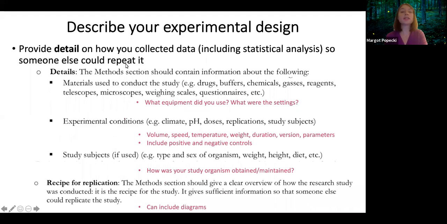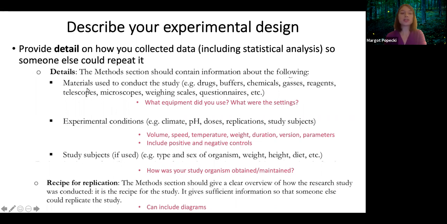You want to provide detail on your experimental design. Again, this is to replicate it. So you want to, again, provide that recipe for replication so somebody could follow your steps and do what you did. So to do that, we need to be very specific.